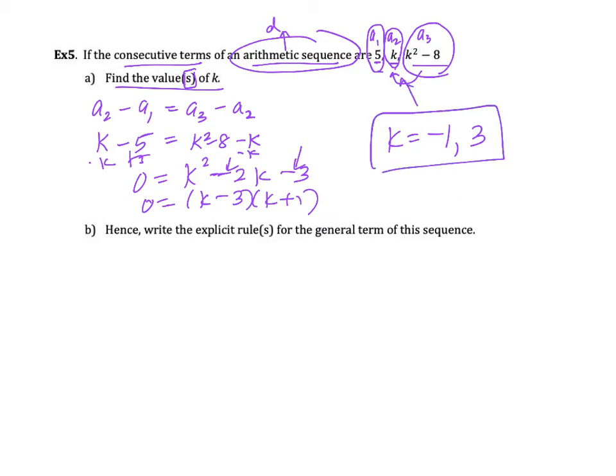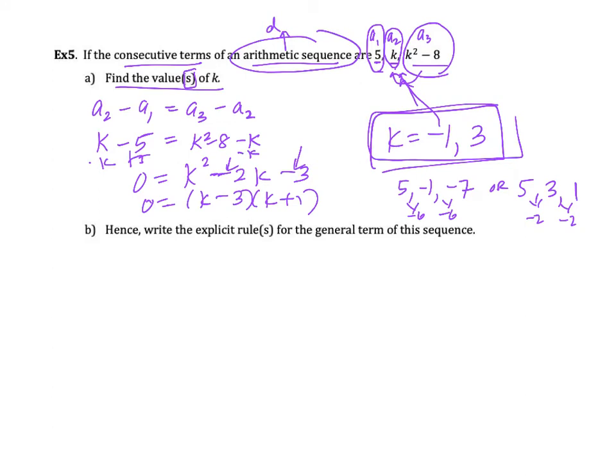You could plug them in, make sure it works. So 5, negative 1, negative 7 if I plug in my negative 1. Or I could plug in my 3, and then I could get 5, 3, and 1. So those are my two sequences. It doesn't ask for that, but you could just double check. Does it work? Minus 6, yes, common difference. Minus 2, yes, common difference. So these are the correct values.